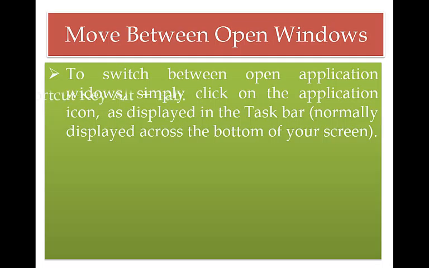Now we'll see how to switch between multiple windows. To switch between multiple windows, there are two options. To switch between open applications, simply click the application icon displayed in the taskbar, normally displayed across the bottom of your screen, or use Alt Tab.